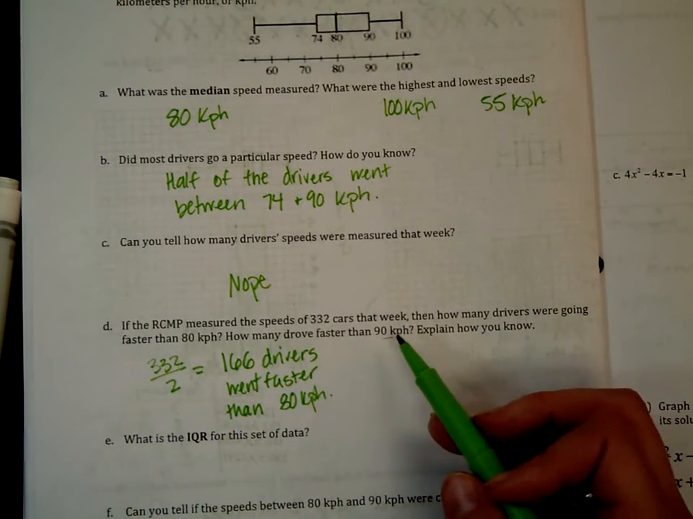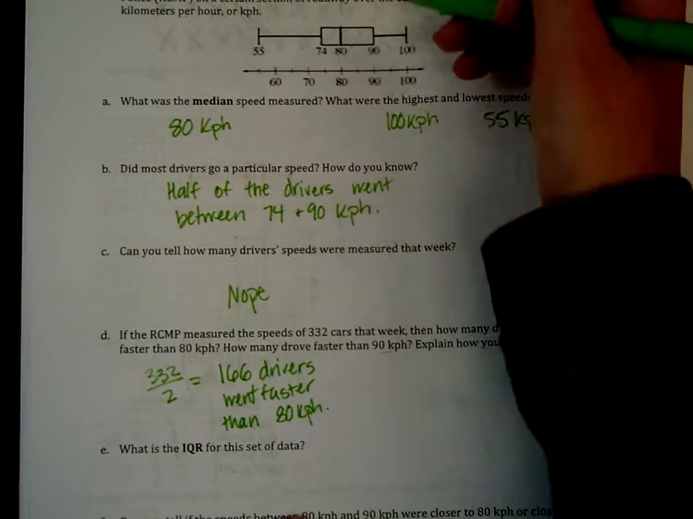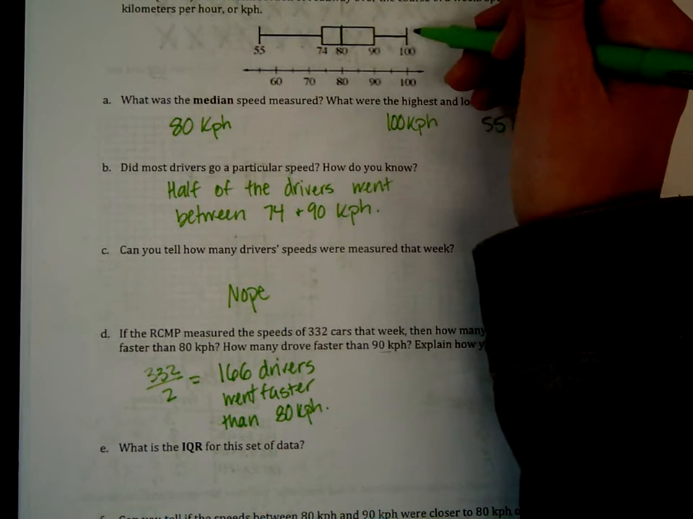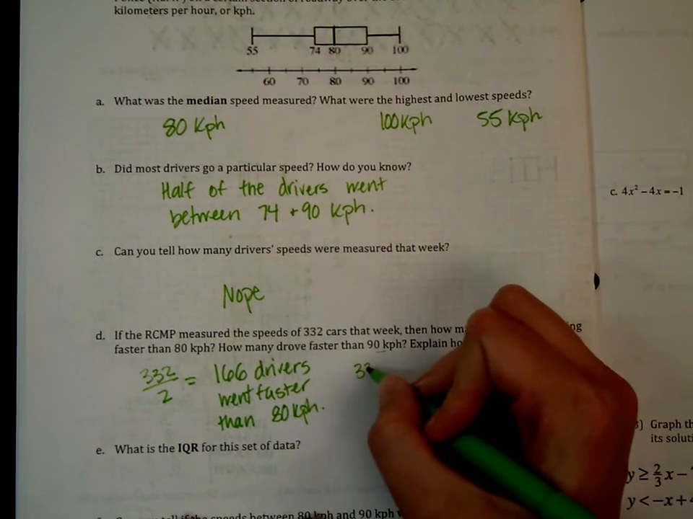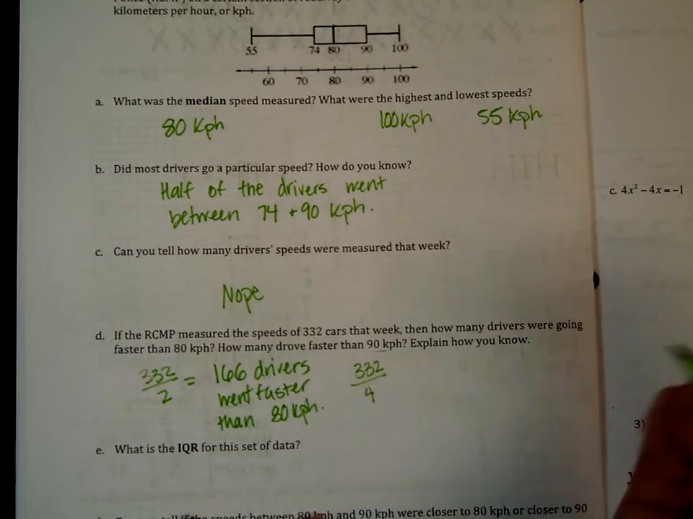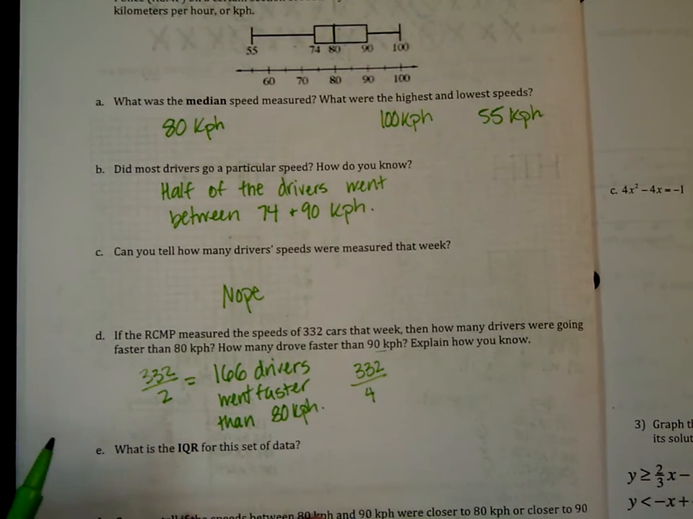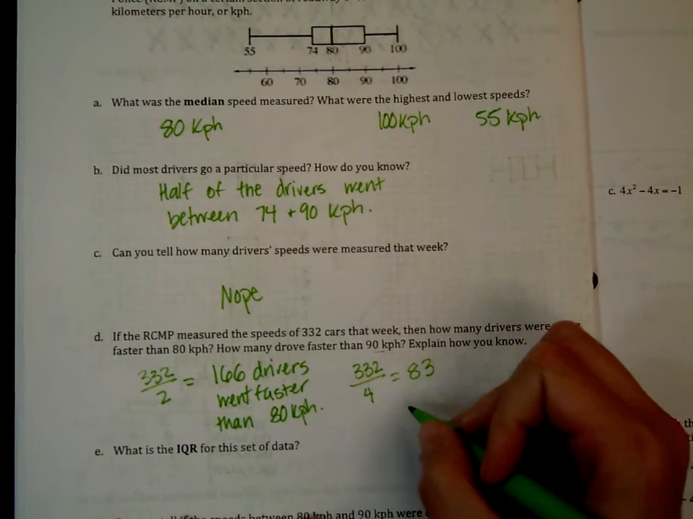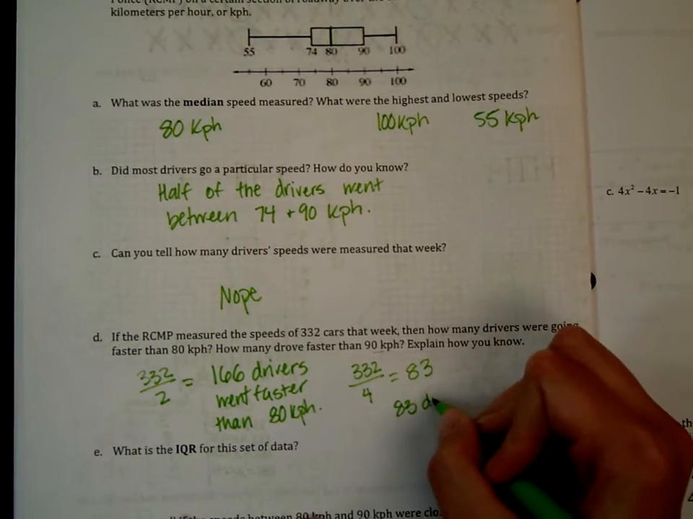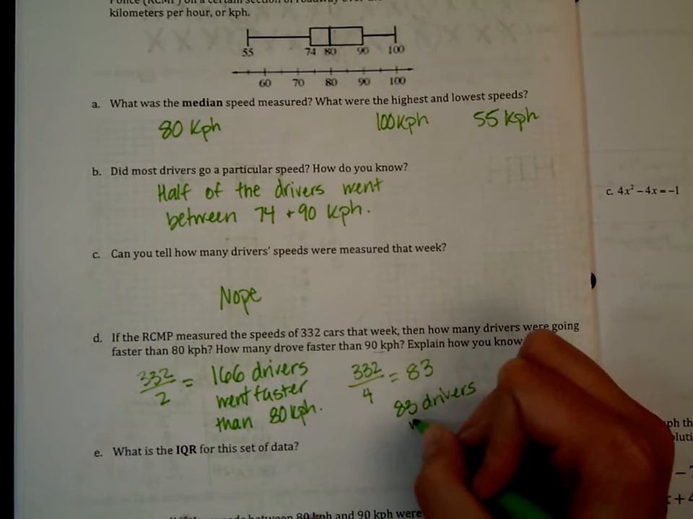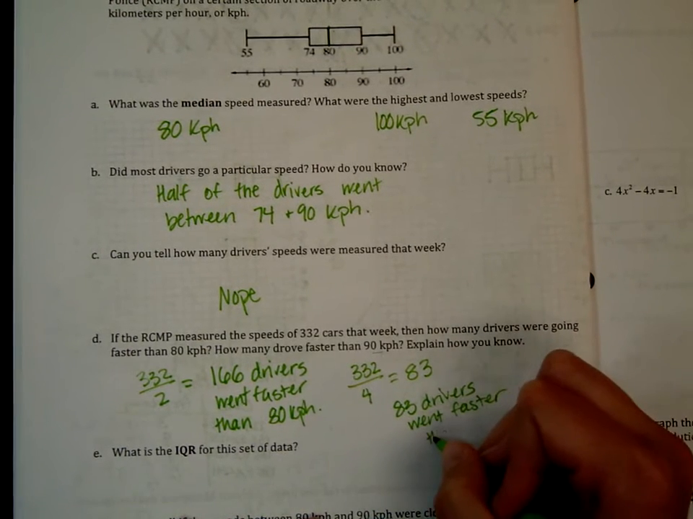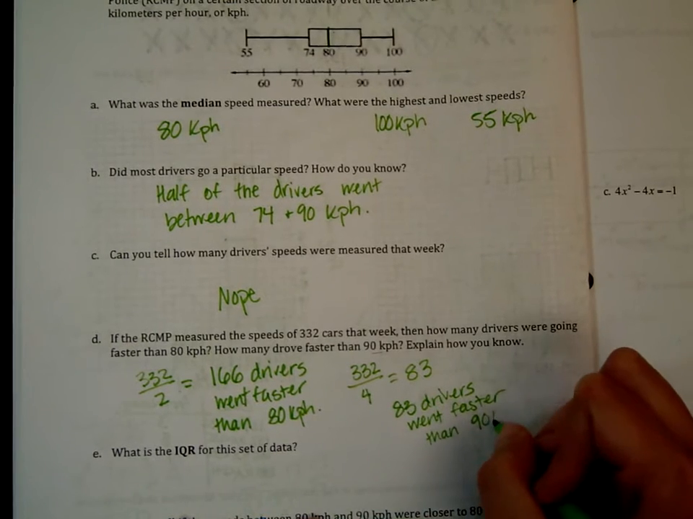How many drove faster than 90? So Q3 is 90, so I know that 25% of the data is faster than 90. So that would be 332 divided by 4 to get 25%, which is 83. So 83 drivers went faster than 90 kilometers per hour.